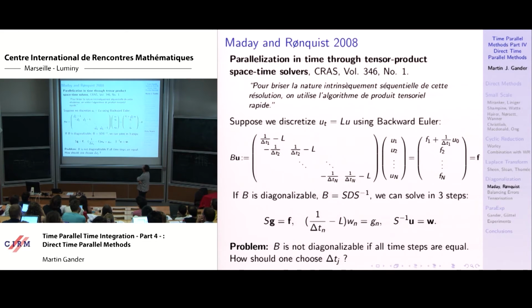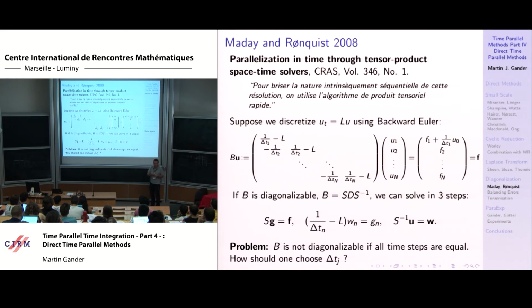So the tensor product will only appear very late in my explanation. What's the idea of this method? I discretize u_t equals L u. L is again a Laplacian, but at the beginning, let's just think of it as a number. And I do backward Euler. Then I get this lower bidiagonal matrix B, times all the time steps u, equals the right-hand side. So I have to solve the system B u equals F.